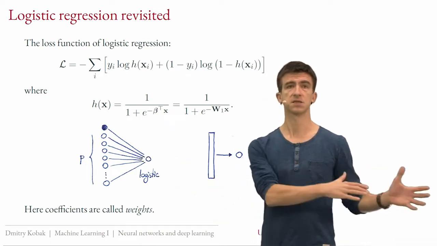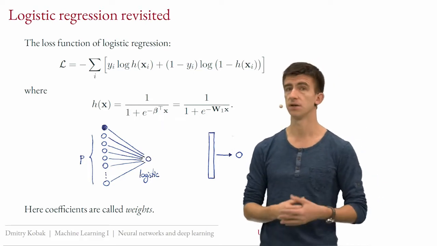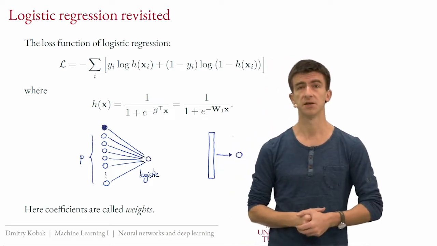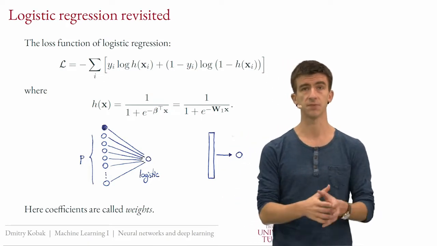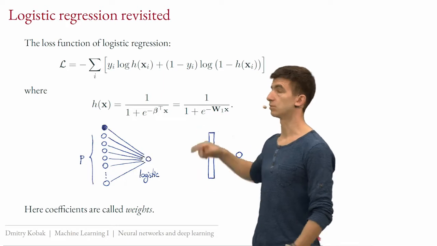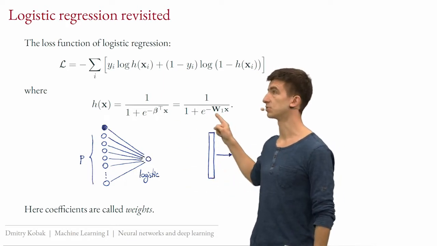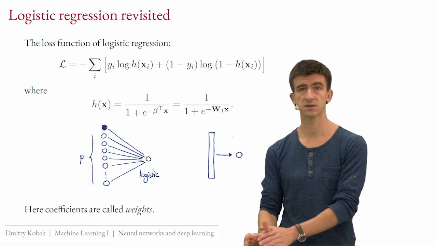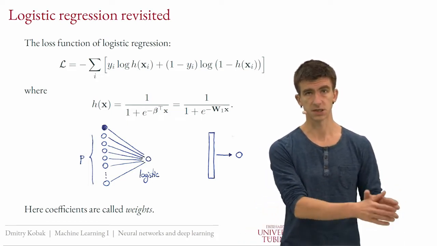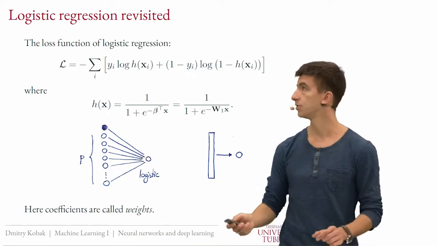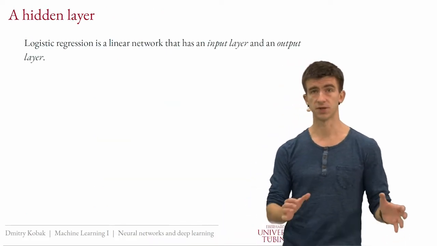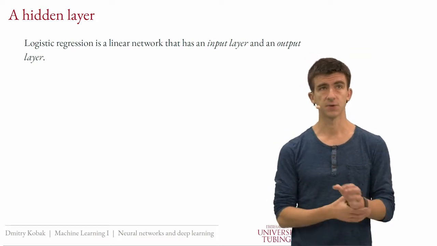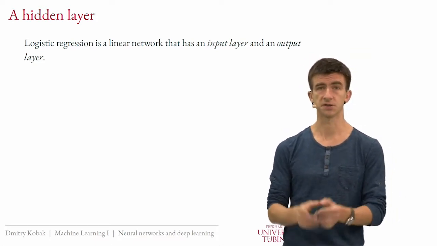In statistics, when talking about regression, logistic regression, anything, this beta is traditionally called coefficients, right? The coefficients in linear regression, coefficients in logistic regression. The neural network community calls the same thing weights. So I will adopt this terminology. That's why I replaced beta by W here, just to emphasize. But this is the same thing. So whenever a deep learning person talks about weights, you can think about a statistics person talking about coefficients. No difference. That's the parameters of our model, parameters that we want to adapt to fit to the training data that we have. Okay, so logistic regression is a network. That is, first, it's a linear network.